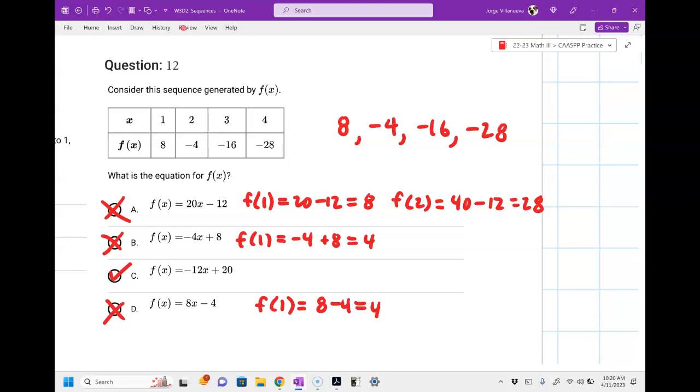So if I wanted to check it, I could. Let's try f of 3 just to check some random one. -12 times 3 is -36, and -36 plus 20, that's going to be -16. And notice, there you go, the third term was -16. So that one works. I didn't have to check it, I just did it just because.